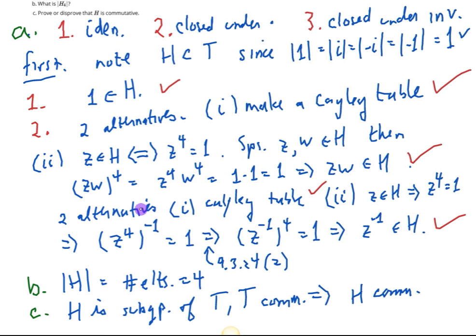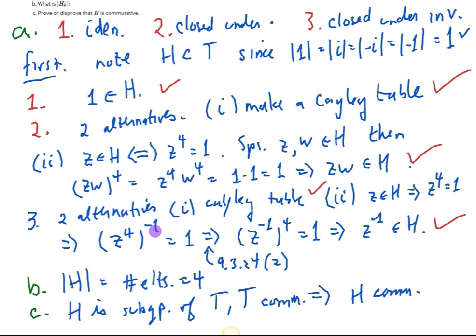Now to show the, whoops, I forgot the number 3. This is for number 3. There are 2 ways to prove number 3 as well. One is to use the Cayley table, show that every entry in the Cayley table has an inverse. Another way is similar to the second way I proved part 2. Take any z in H, and you want to show that its inverse is also in H. Now, if z is in H, then z to the fourth is 1. We can take the inverse of both sides, so z to the fourth, inverse, is 1.